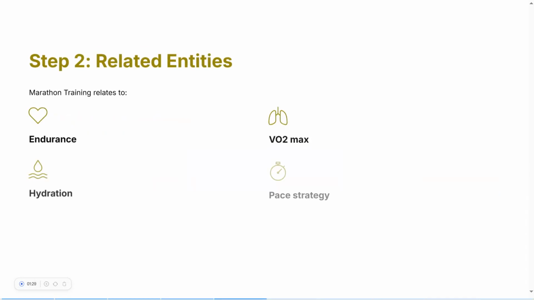So you now have to ask, if someone truly understands marathon training, what concepts must they also mention? Things like endurance, your VO2 max, hydration, pacing, recovery. These are related entities, not synonyms, supporting concepts.